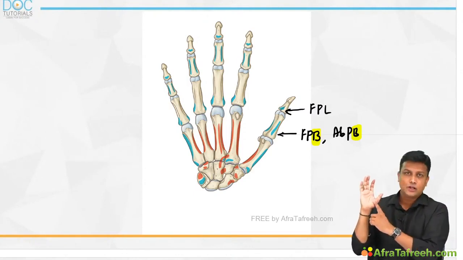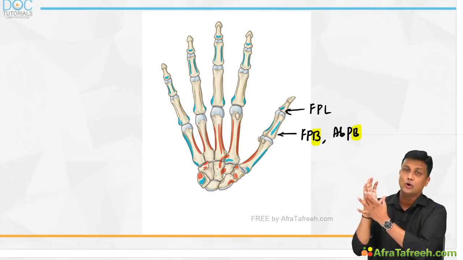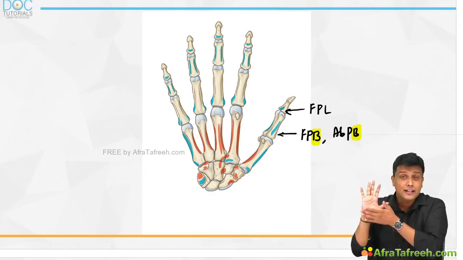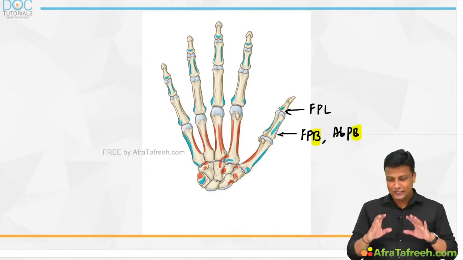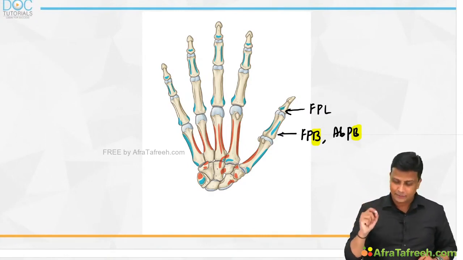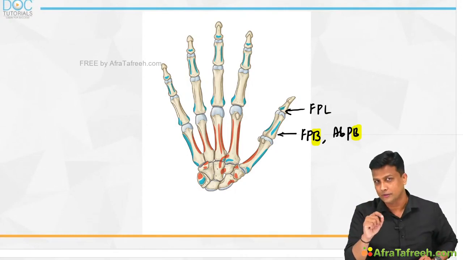Whether it is the thenar group of muscles or the hypothenar group of muscles, they will get inserted only onto the proximal phalanx. They cannot go beyond the proximal phalanx, guys. So that is why flexor pollicis brevis and abductor pollicis brevis are inserted onto the proximal phalanx.